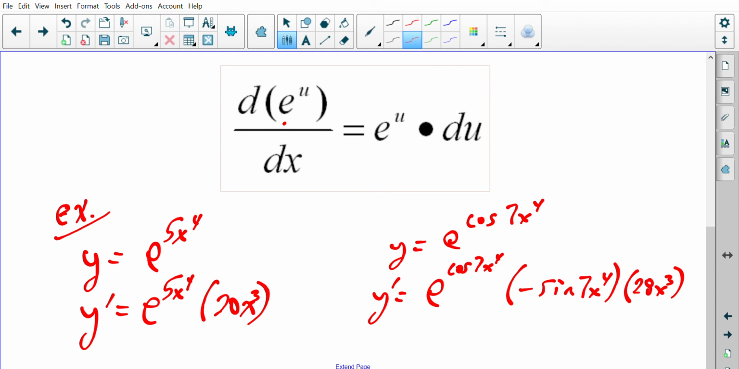Alright, so if you've been maintaining a page as your differentiation page or rules of differentiation, which I suggest you do if you haven't already started, add this now to your list. The derivative of e to the u is e to the u multiplied by du.